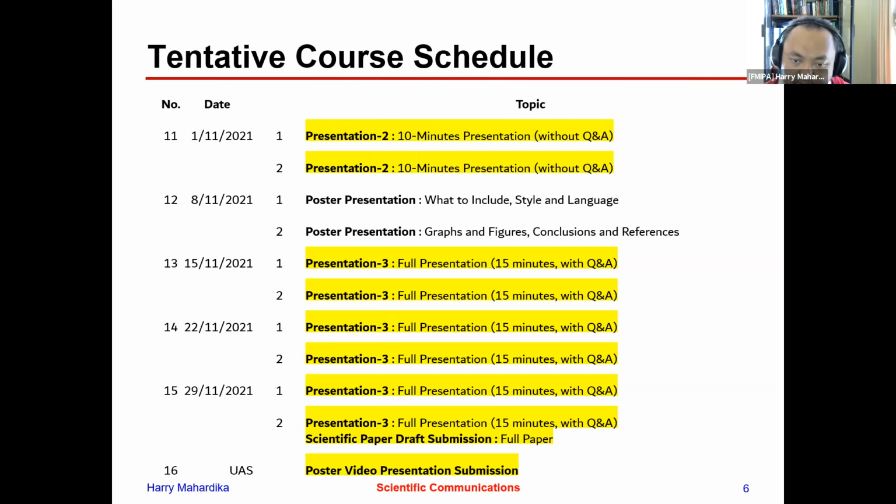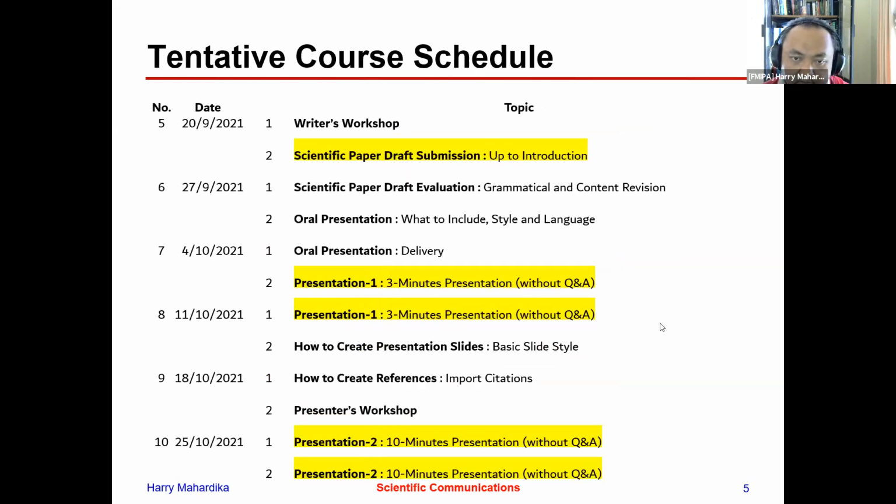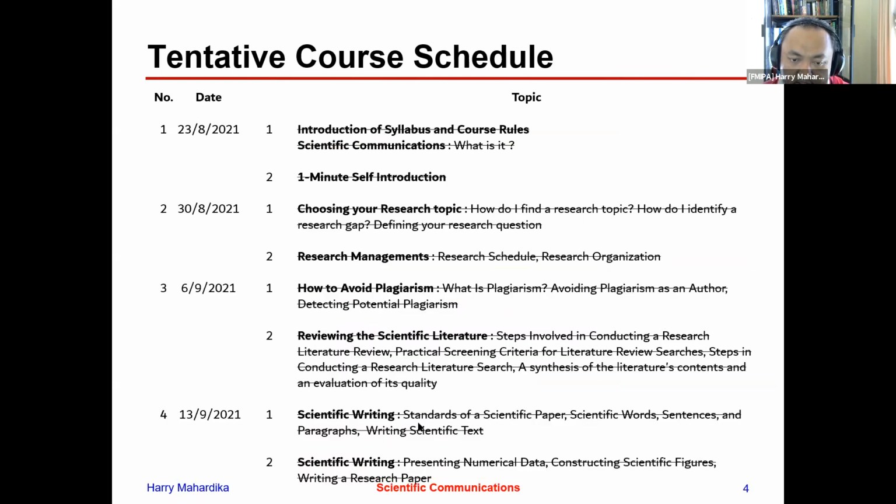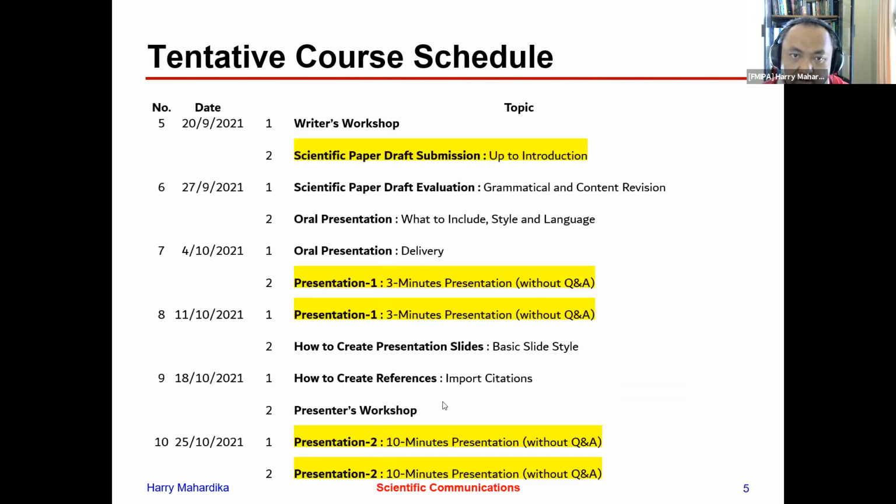So after we talk about the standard for scientific paper, and then how to write scientific words, sentences, paragraph, and then presenting numerical data, we are moving on to the writers workshop, and then evaluating the introduction of your paper, and then we start talking about how you prepare an oral presentation, how to deliver them, and then how to choose styles of your presentation, how to engage people, and so on, and then how to give proper citation on your presentation, and so on.